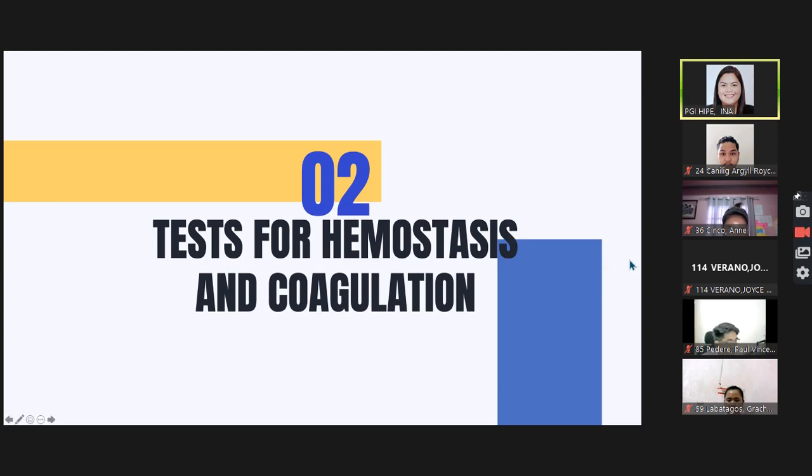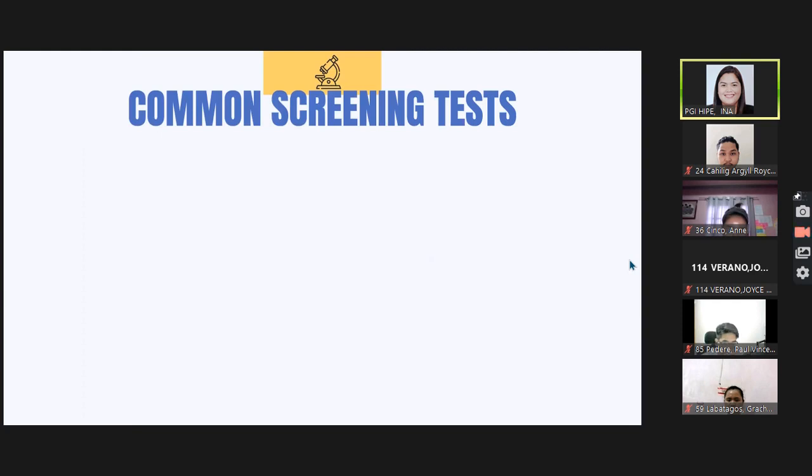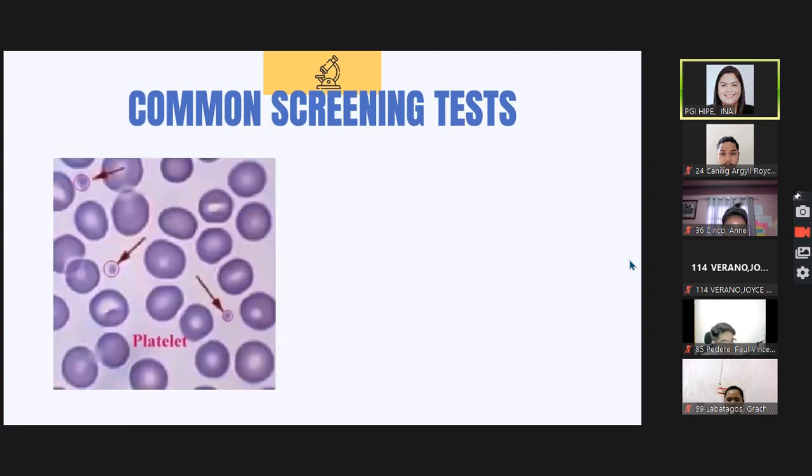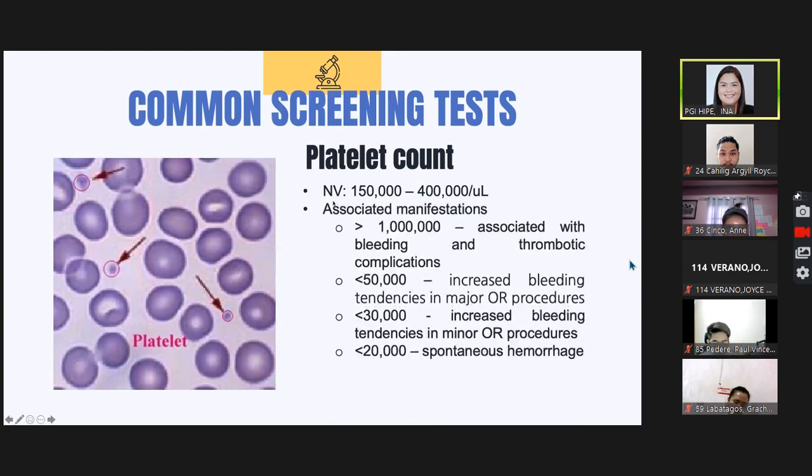So you have to ask that to our patient, especially during surgeries, because it will complicate the surgical procedure. So we have here the common screening tests. So we have platelet count. The normal value is 150,000 to 450,000 per microliter. The associated manifestations are the following.